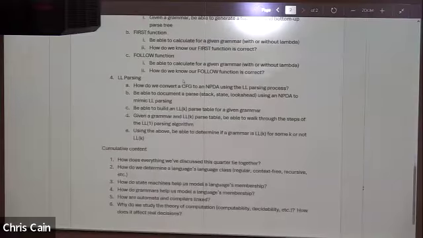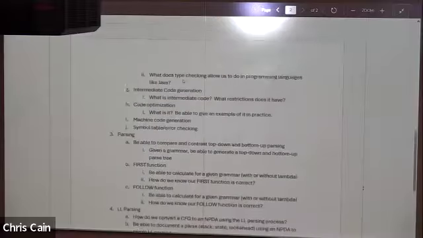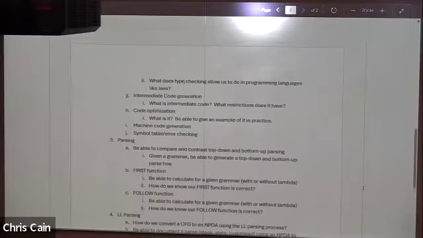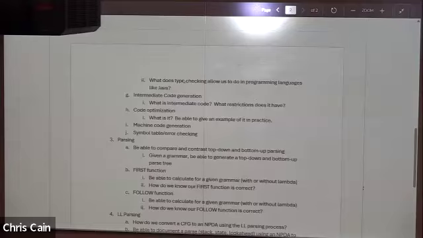Same thing with a follow function. May give you a grammar. You should be able to calculate follow. I may give you a grammar with lambda in it. Anything on either of those, on compilers or on parsing? Questions or something I can talk about in further detail?